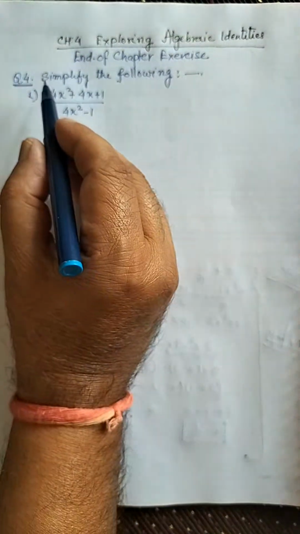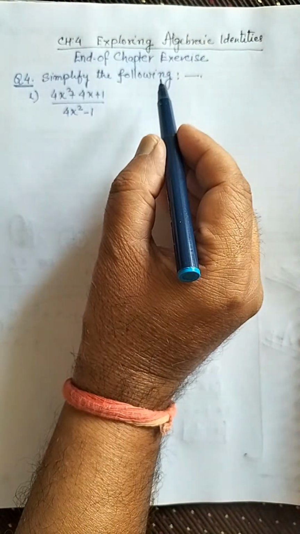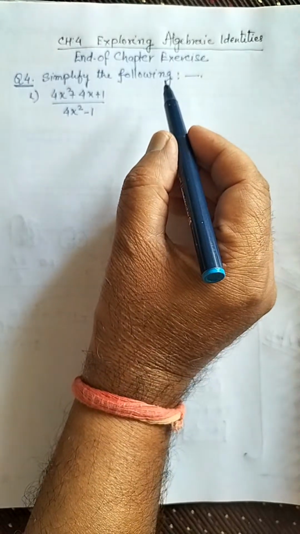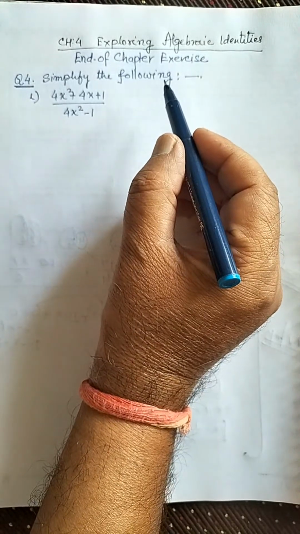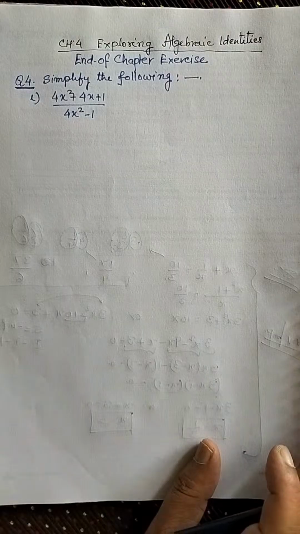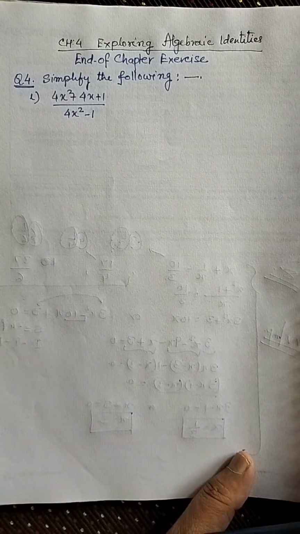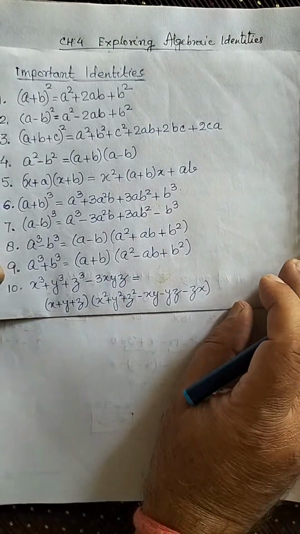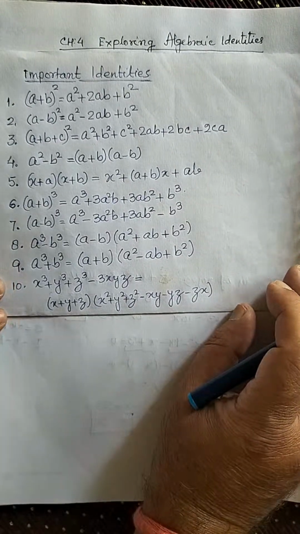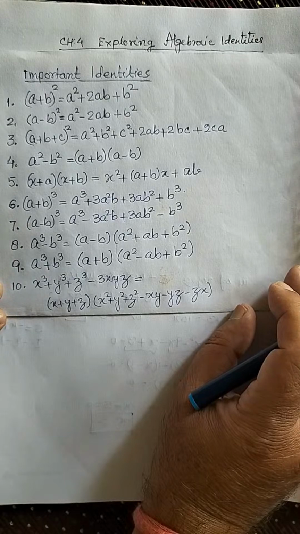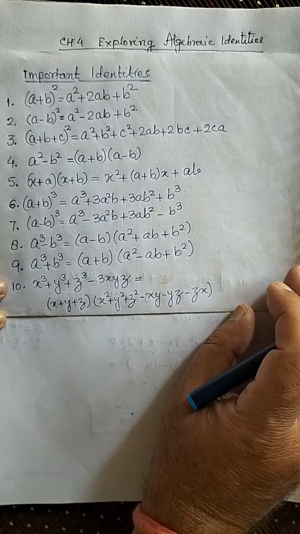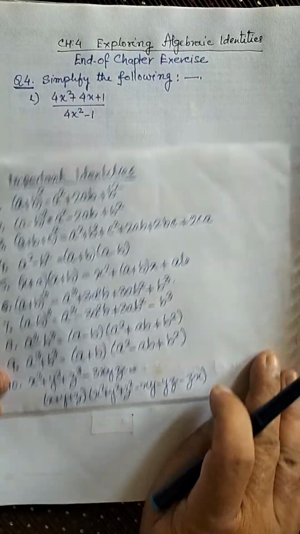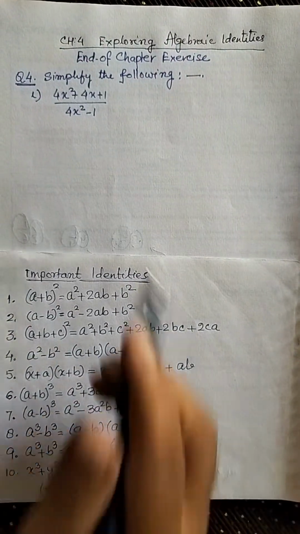Question number 4 is: simplify the following using identities. I have already written it here, and I have also given you all the identities in one place. You can check the list once again, and I would advise you to prepare this kind of list too, so that you can refer to it while solving the questions. Now, quickly coming to the question, let's see this.